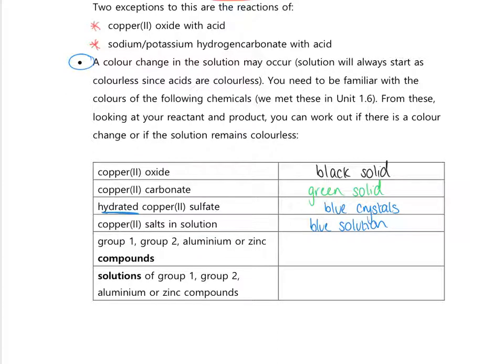Okay, group 1, group 2, aluminium or zinc compounds. What we mean by that is the likes of sodium chloride. So you could write that down as an example. And why that's a group 1 compound is because sodium is in group 1, but it's also reacted with chlorine to make sodium chloride. It's a compound, it contains more than 1 element. So it's sodium chloride. Sodium is in group 1. So that means that all group 1, group 2, aluminium or zinc compounds are white solids.